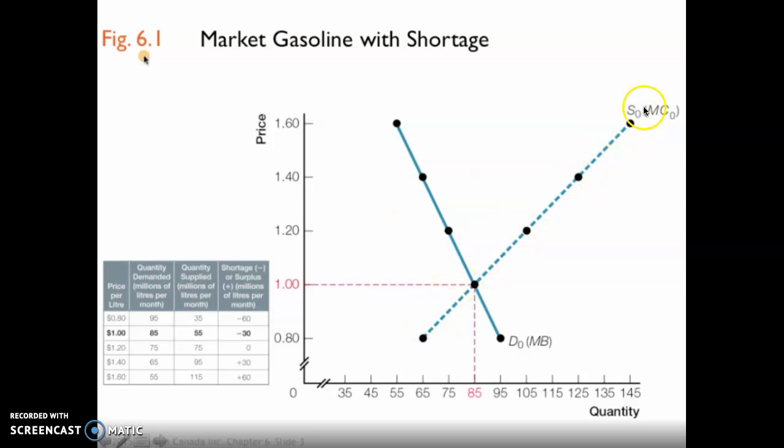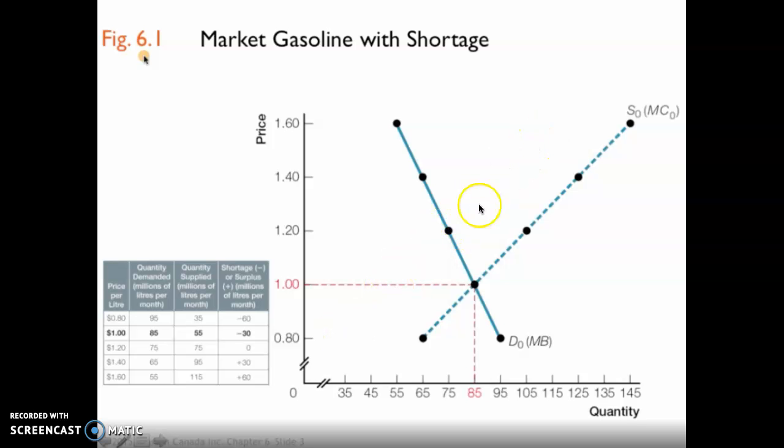This supply curve is a dotted or dashed line because we want you to notice that when the supply curve shifts, you can still see where the original supply curve is. So the initial equilibrium price is at $1 and the quantity is at 85, and this is in millions, so 85 million liters per month. Let's suppose there's a decrease in supply.